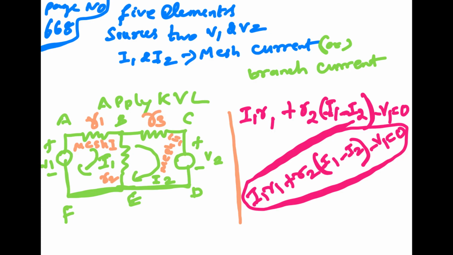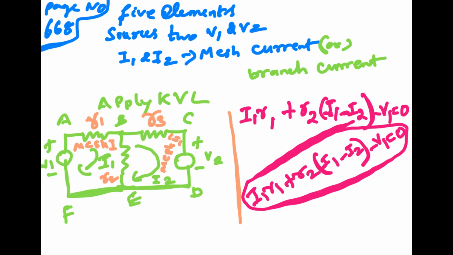Consider the I1 direction. V1 is minus to plus, which is a voltage rise, so put a minus sign on the left side of the equation. For the first box we form I1 R1 plus, in resistance R2 the current flow is I1 minus I2, so R2 into I1 minus I2, minus V1. The voltage is minus to plus, a voltage rise, so put a minus sign on the left side of the equation. That is important.